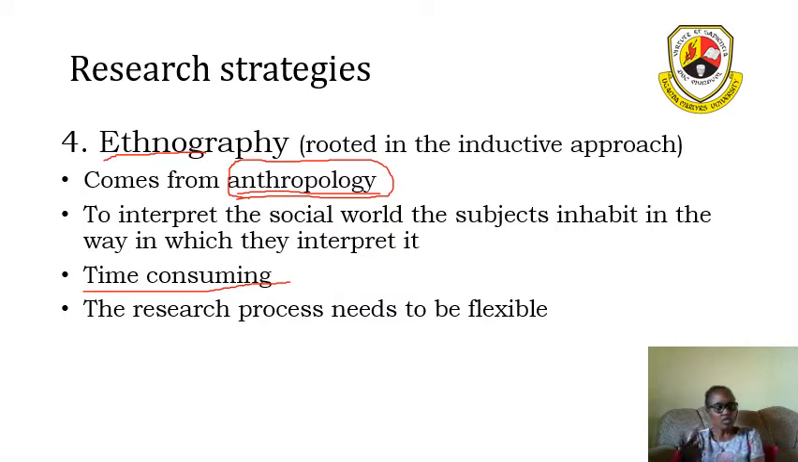You can't go there for 1 day or 2 days and imagine you'll understand the culture of an institution. You can do that if you're doing experimental research, because it's within your lab. You can do that if you're doing case study research. You may spend a week or 2 weeks maximum, but not with ethnography. With ethnography, you really have to spend time. You have to be flexible with your time.